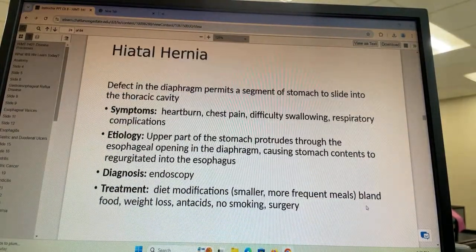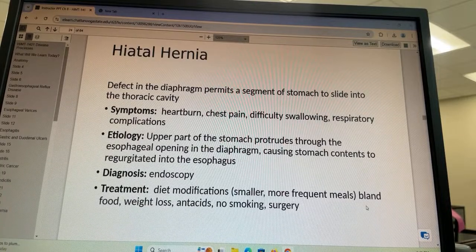So when that happens, similar symptoms, heartburn, a feeling of some pain there just because it isn't located where it should be. Swallowing can be difficult just because the stomach has gone up to where the esophagus is. Maybe even some respiratory complications if you're having a hard time breathing, right? Because the diaphragm is what controls respiration, right? So if you have this lump of stomach in the way of the diaphragm, it can make it harder to breathe.